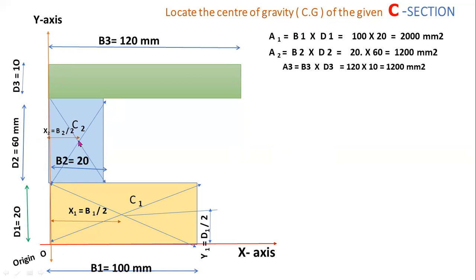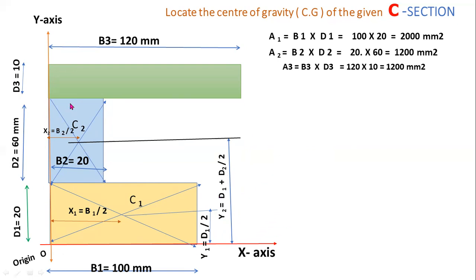In a similar way, y2 is the distance of centroid C2 from the x-axis. Here y2 equals the depth of the bottom rectangle d1 plus half of the depth of the middle rectangle, that is, d1 plus d2 by 2.